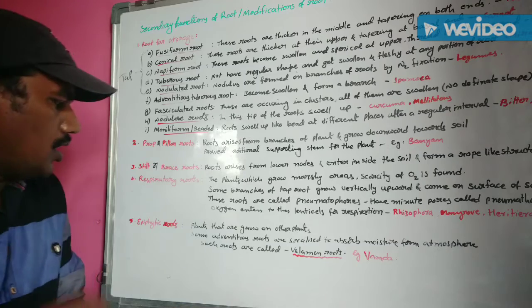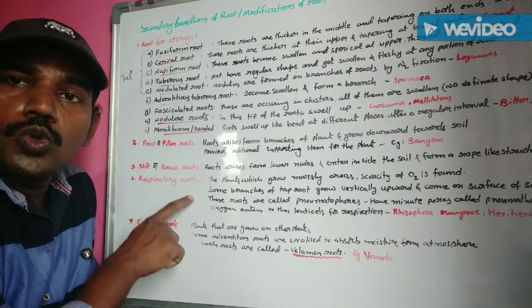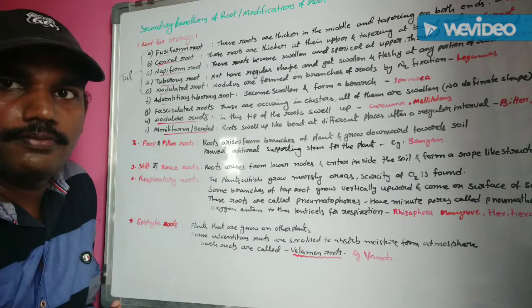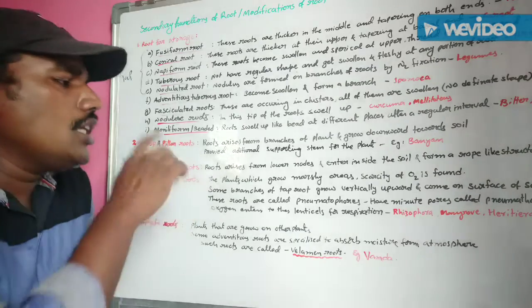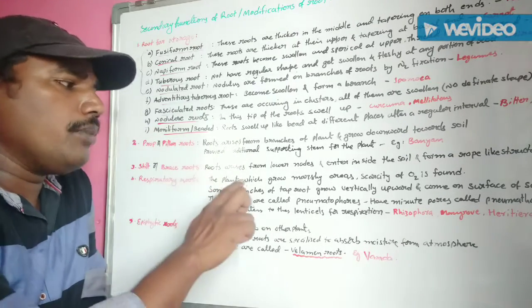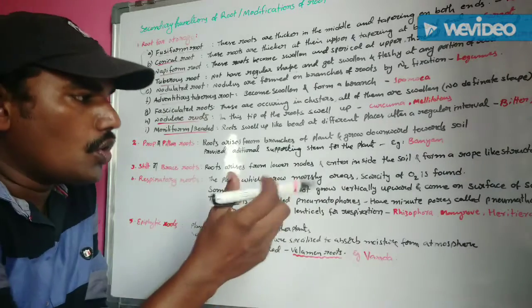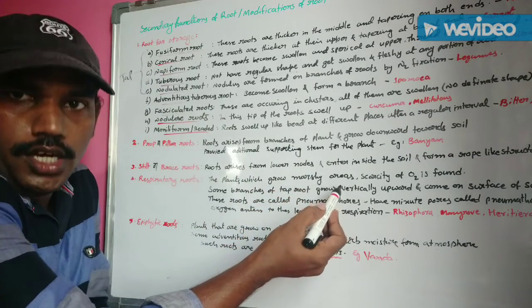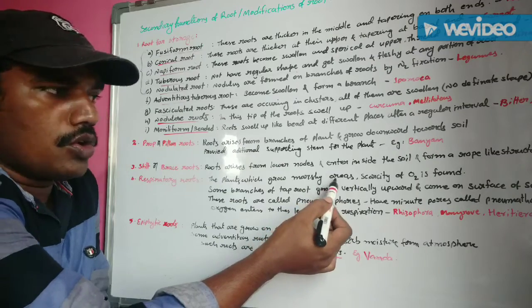The next root modification is respiratory roots. That means these roots are for respiration, so these are known as respiratory roots. These respiratory root containing plants grow in marshy areas, muddy areas.